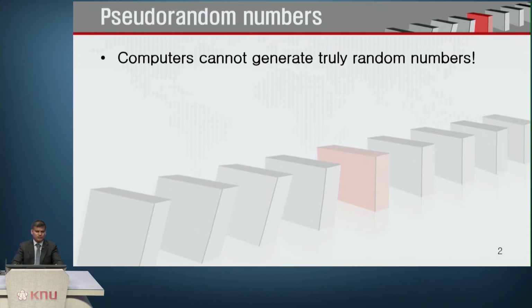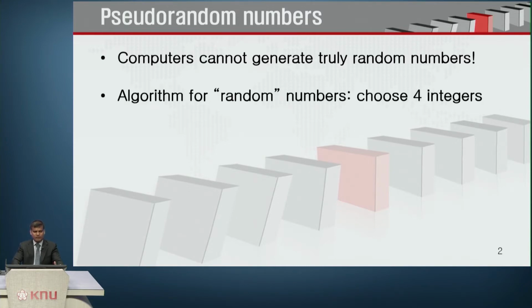Well, you know what is a random number, but here is the question: what is a pseudo-random number? Since computers cannot generate truly random numbers, we try to generate numbers that are close enough to random numbers, which are not truly random, but quite close enough. That's why we call them pseudo-random numbers. So we try to have an algorithm for random numbers.